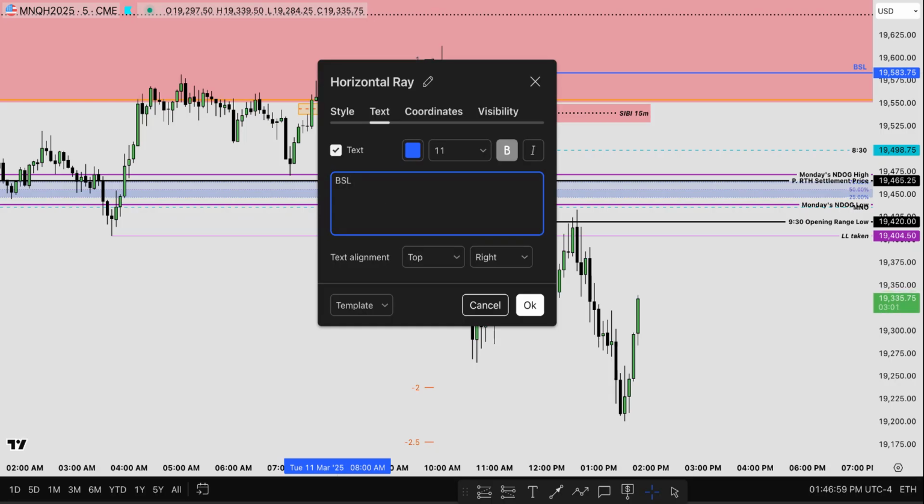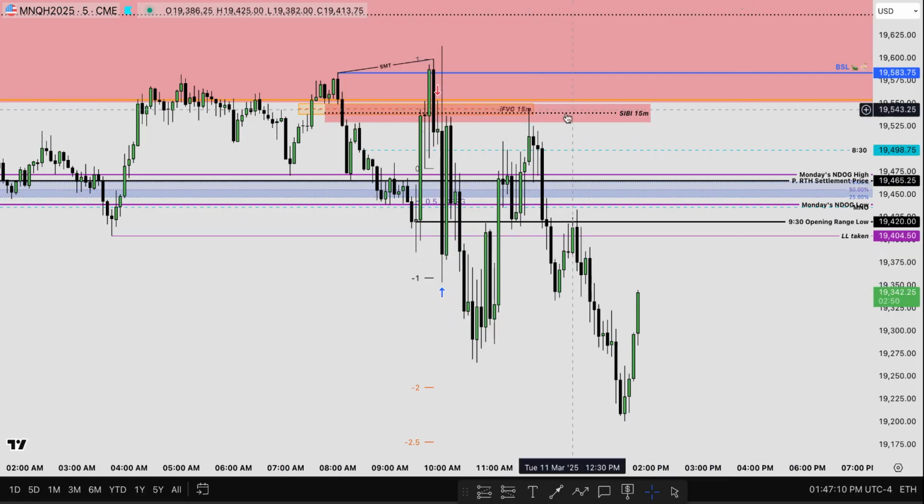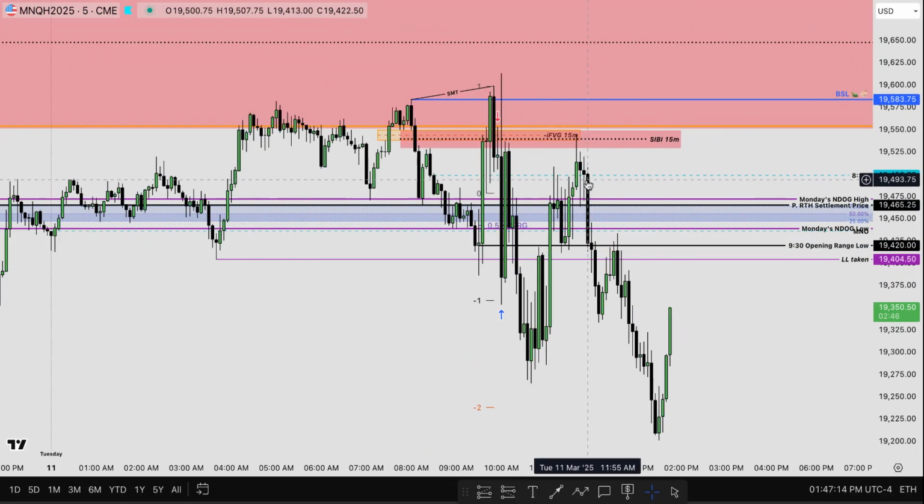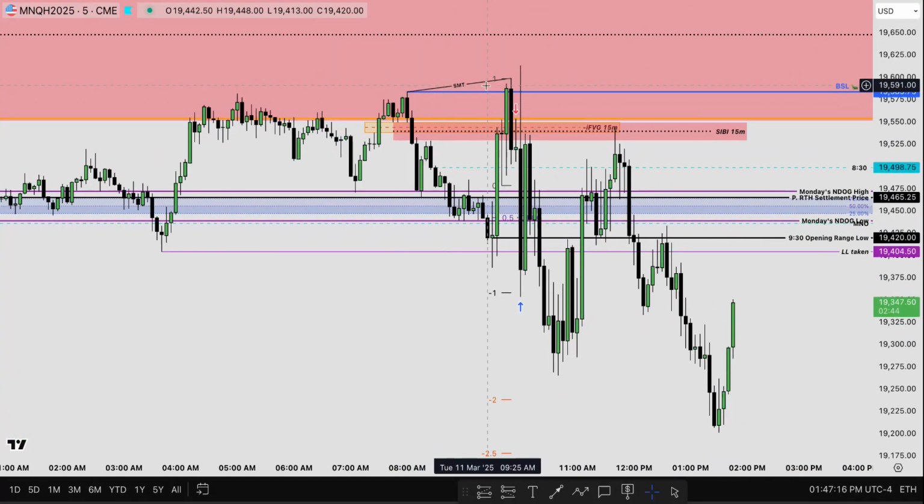Just doing these annotations. Either way, this is a turtle soup, and I love entering turtle soups. But yeah, I just need that SMT. Boom. The reason why I don't just push the sell market order is because of these. Because of these things.